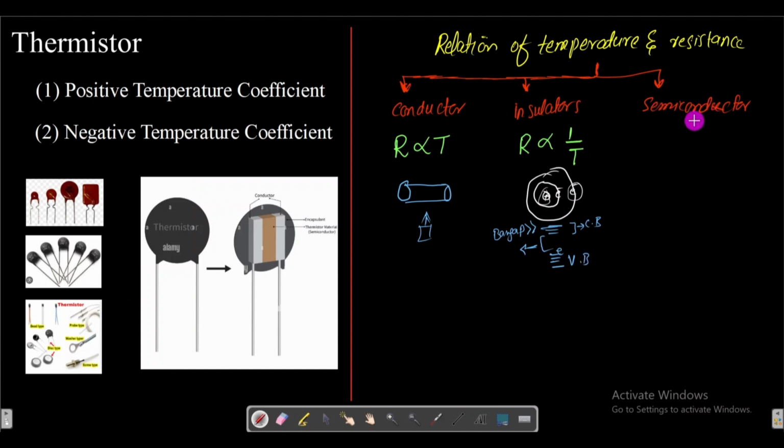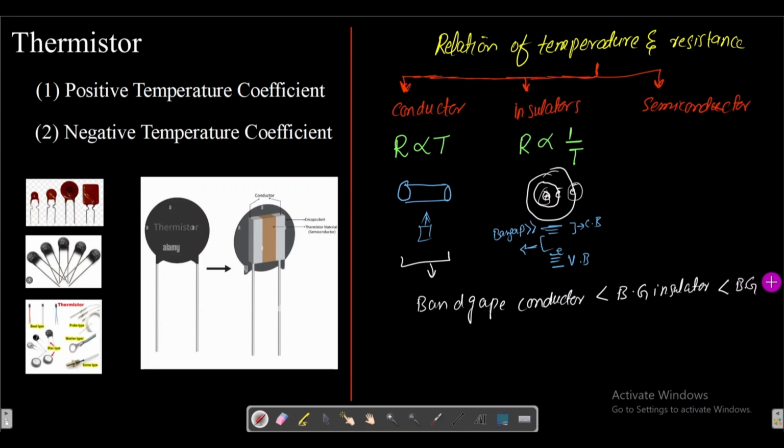And the same explanation is for the semiconductor. So from here we conclude that the band gap of a conductor is less than the band gap of an insulator, which is less than the band gap of a semiconductor.